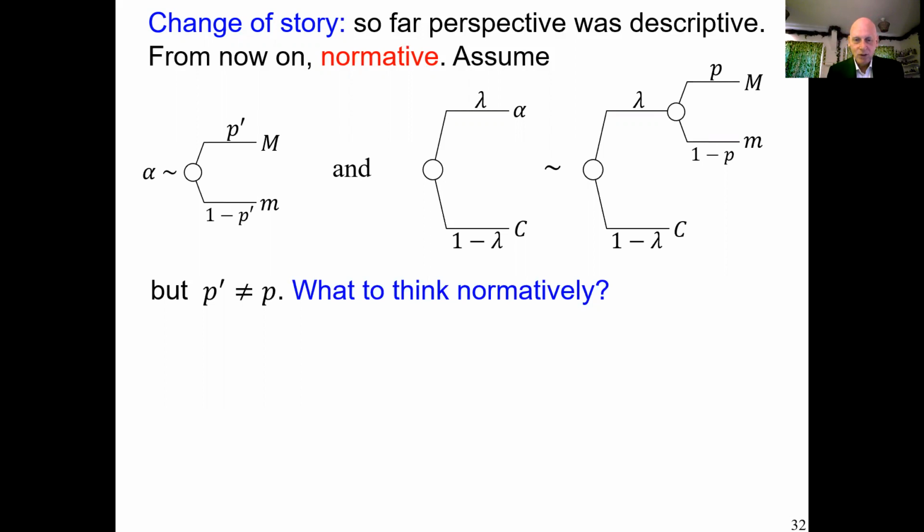So what to think about this normatively? Well, maybe you can pause the video and think a bit, make up your mind a bit. But I'm going to continue now to discuss my perspective of the case. I think if this happens, you are not rational. In at least one of these two situations, you are not doing what is best for you.